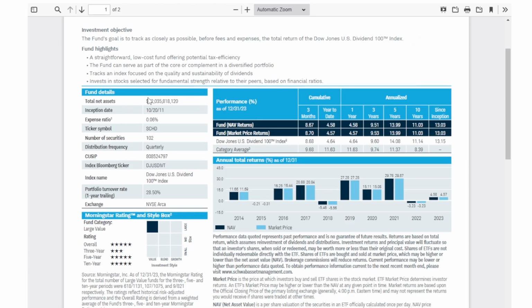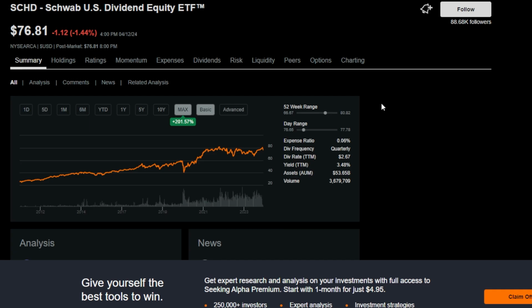Now, some other main things about SCHD: it currently has 52 billion plus in total net assets, which is massive. The expense ratio is 0.06%, which is very cheap, and especially if you're like myself and now own hundreds of shares of SCHD, you don't want an expense ratio that's too high. So now that we're all on the same page, we understand how this ETF works, the ins and outs of the index that it tracks.